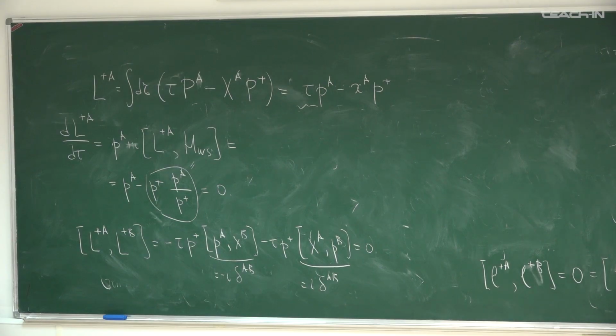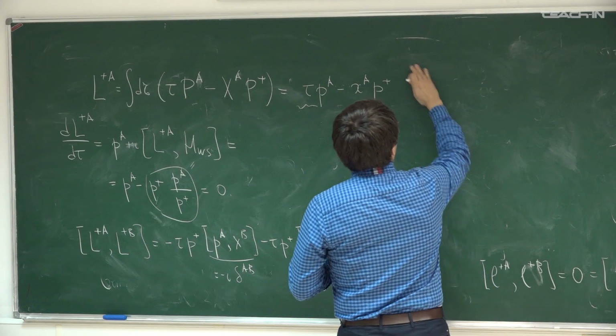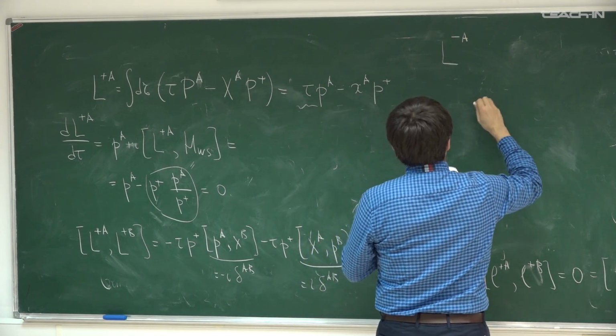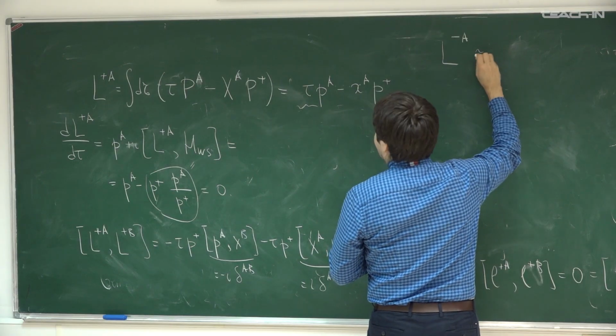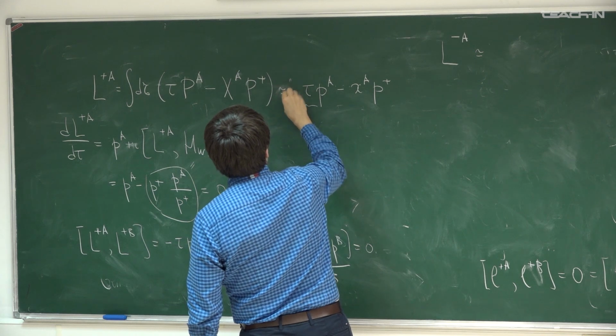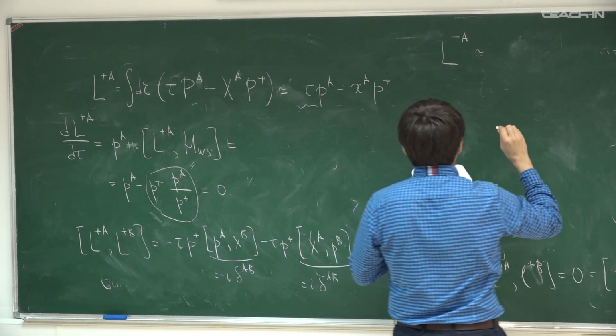But when we go to L minus A, it's a much more complicated thing. So L minus A is, by the way, I should write everywhere that it's maybe approximately equal. I'll explain what I mean by that.